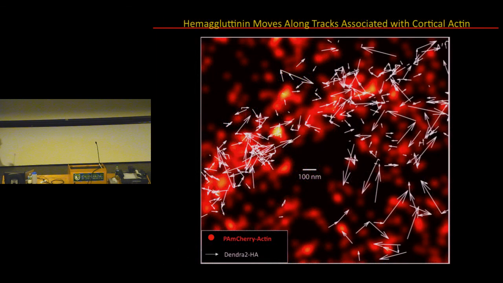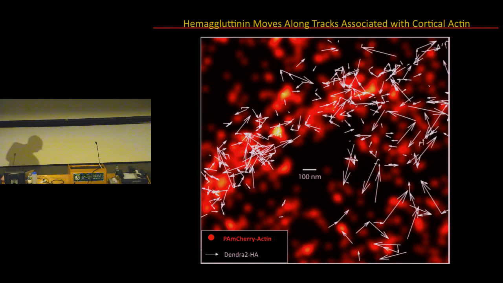So going back to the trajectories, with two colors, we can actually measure the positions of the actins, which are shown here in red, and track the trajectories of the HAs right on top of it. And in this case, we see motions of the HAs along these actin-rich membrane regions. And in regions where there's no actin, you don't see any HA, or generally much less.